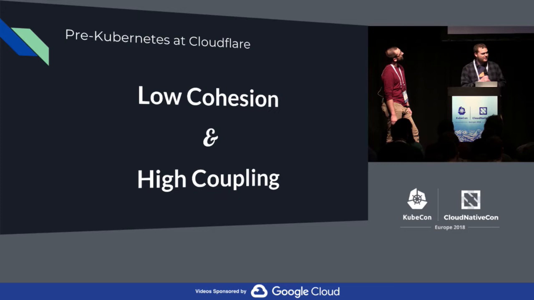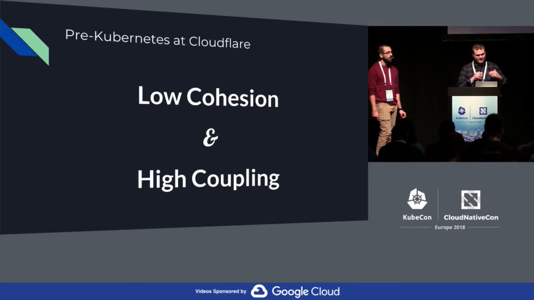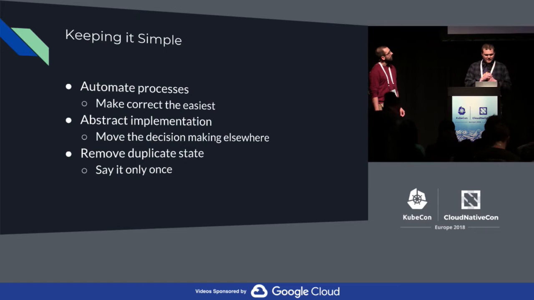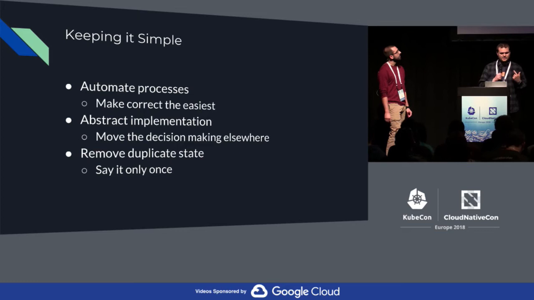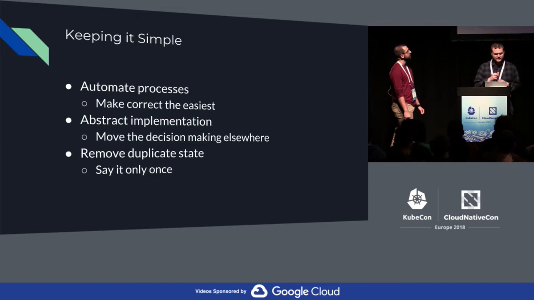All these things together is low cohesion. Everything was spread across multiple things, and highly coupled, so you needed to know about the configuration in all the different places to understand what the system was doing. So we want to keep it simple. We want to automate the processes as much as possible, abstract implementations, so move the decision-making away from the developer teams to the teams that are in control of infrastructure, and remove duplicate state so that it's easy to understand what's going on in the system.